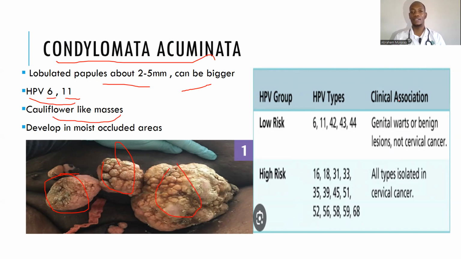This table here on the side tries to show us the high risk and the low risk viruses. For the low risk, we have 6, 11, 42, 43, 44, and they also cause genital warts. And then high risk, we have the common ones being 16 and 18, and usually these ones are the troublemakers, but others include 31, 33, 35, 39, 45, 51, 52, 56, 58, 59, and then 68. So these genotypes have been implicated in cervical cancer.